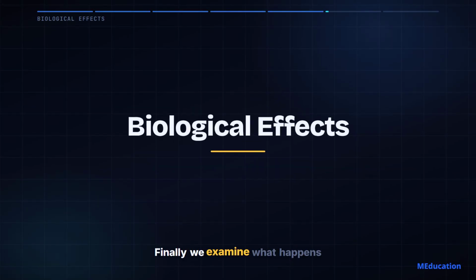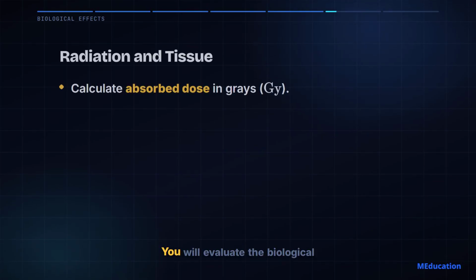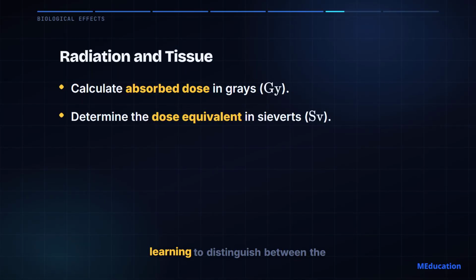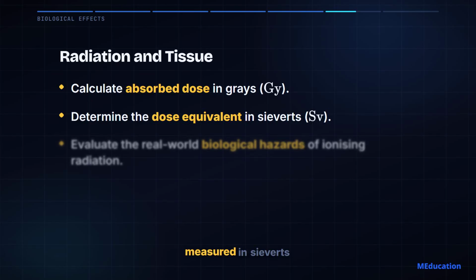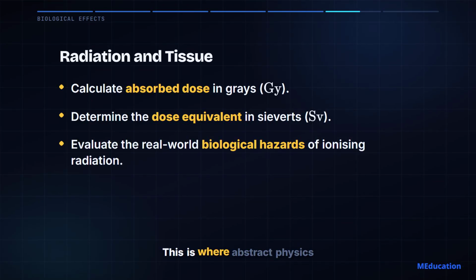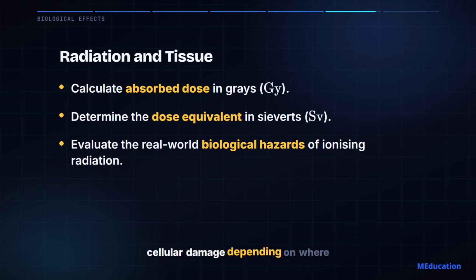Finally, we examine what happens when that radiation interacts with human tissue. You will evaluate the biological effects of ionizing radiation, learning to distinguish between the raw absorbed dose measured in grays and the dose equivalent measured in sieverts. This is where abstract physics meets real-world safety, requiring you to understand how different types of radiation cause cellular damage depending on where they are absorbed.